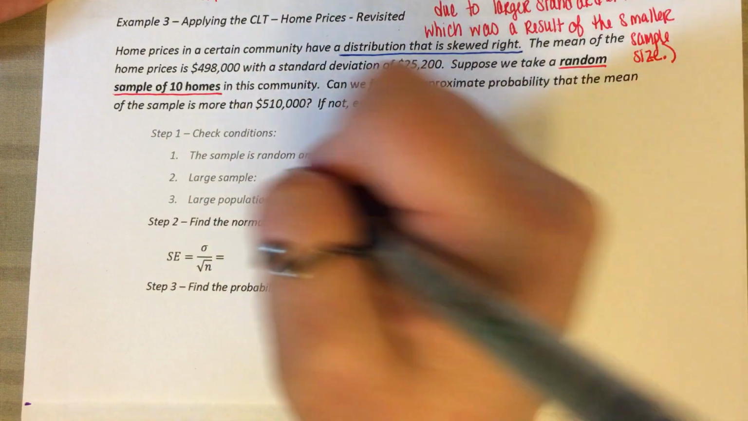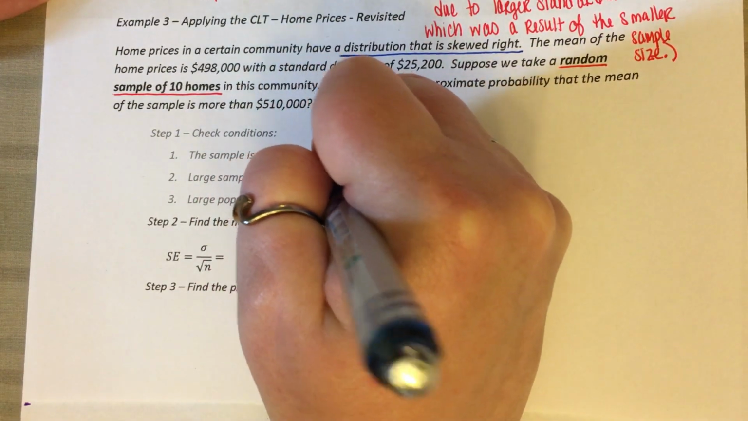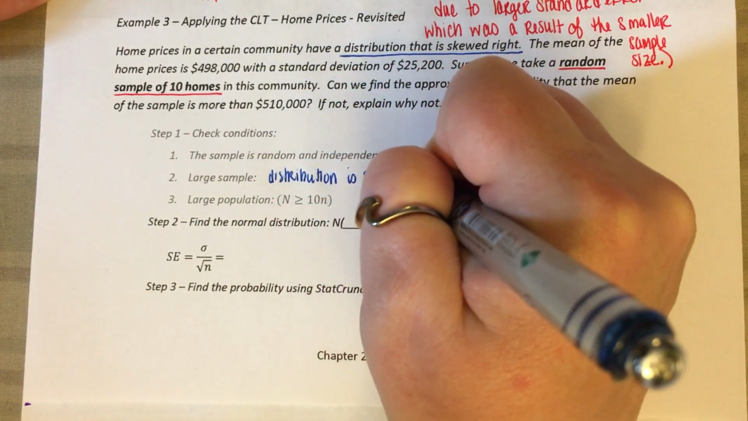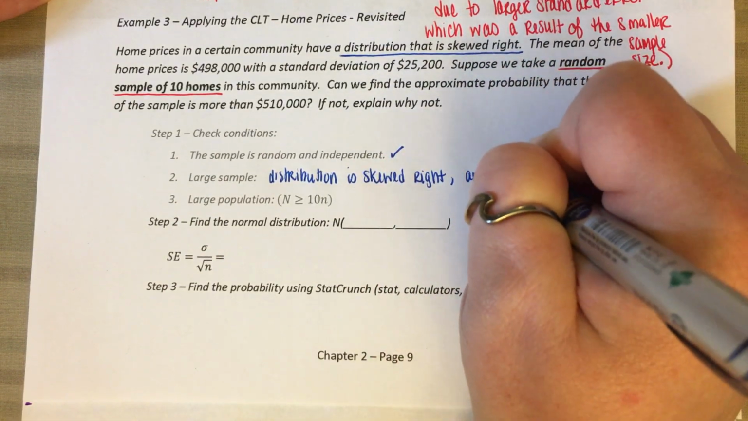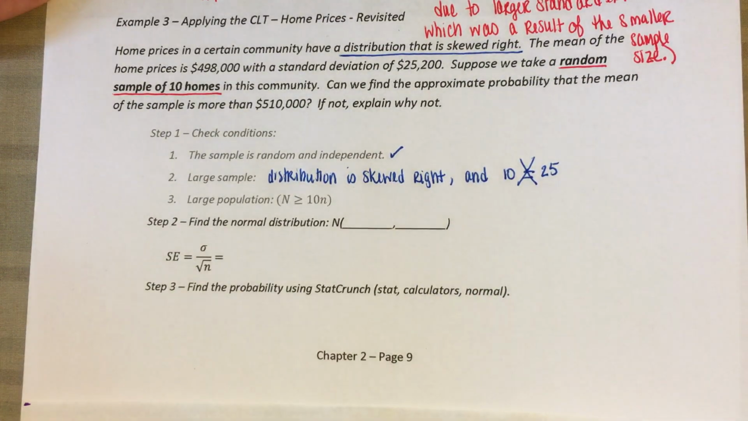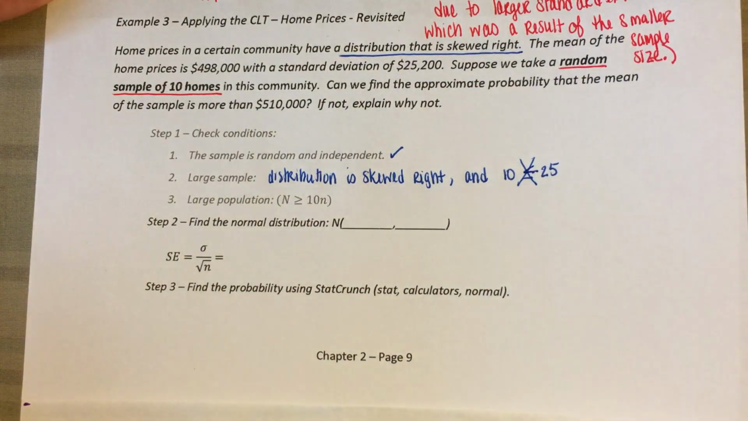Do we have a large enough sample? Well, our distribution is skewed right, and our sample size is 10. 10 is not greater than or equal to 25. So our sample size in this case is not large enough. So at this point, we're just going to stop. We can't continue. We can't answer this question because we have not satisfied our conditions.